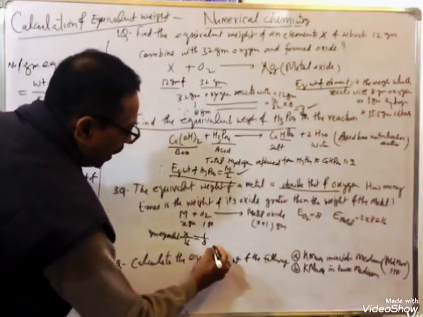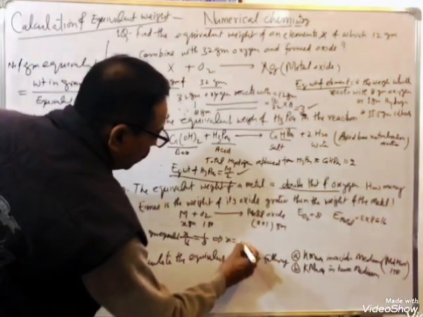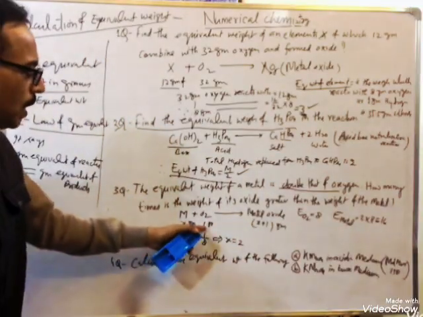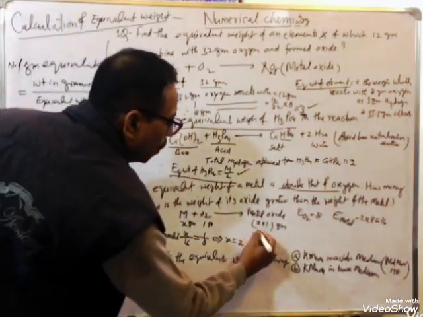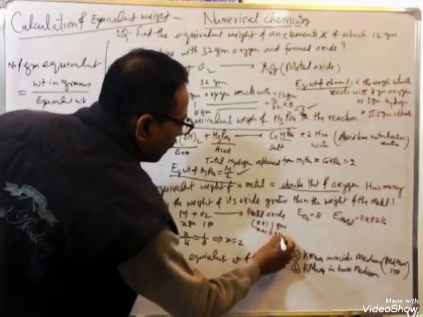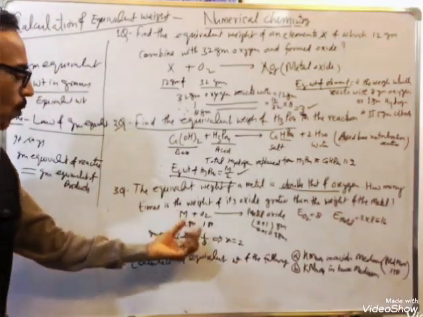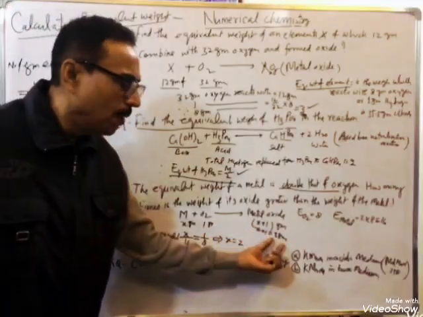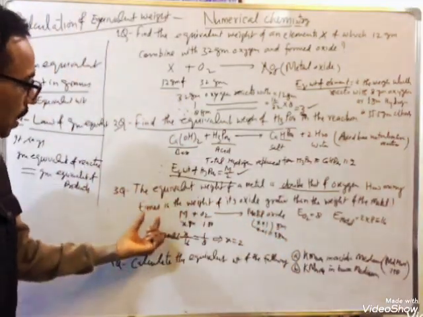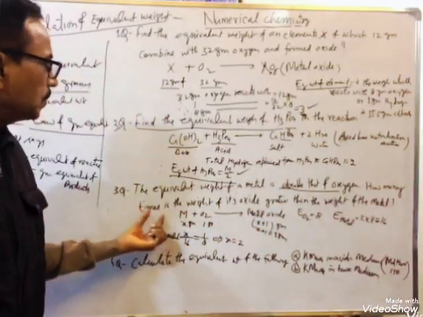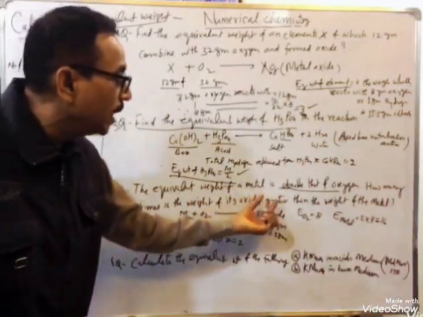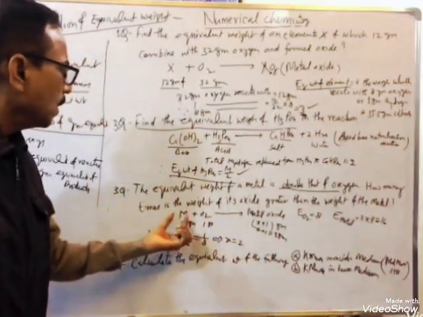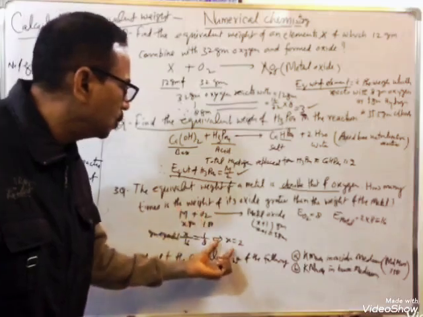So the value of x from here is x equal to 2. It means 2 gram of metal reacts with 1 gram of oxygen, and putting in 2 here, 2 plus 1 is 3 gram. So in this reaction 2 gram of metal reacts with 1 gram of oxygen to form 3 gram of metal oxide. The question is, how many times is the weight of this oxide greater than the weight of the metal? The metal oxide weight is 3, the metal weight is 2.